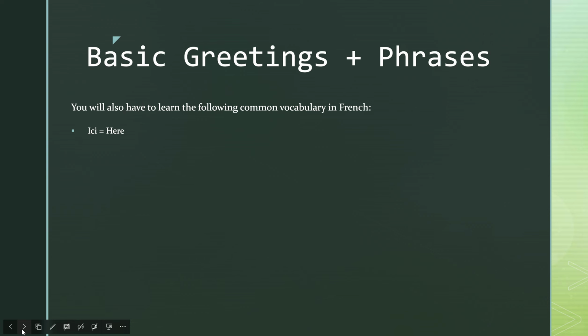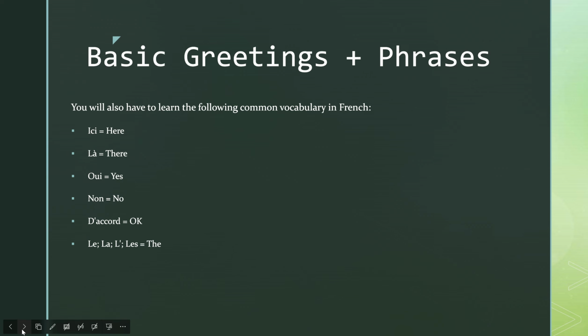Ici means here. Well, let's do some prepositions actually. Là means there. Oui means yes, although that's not a preposition. Non means no. D'accord means okay.